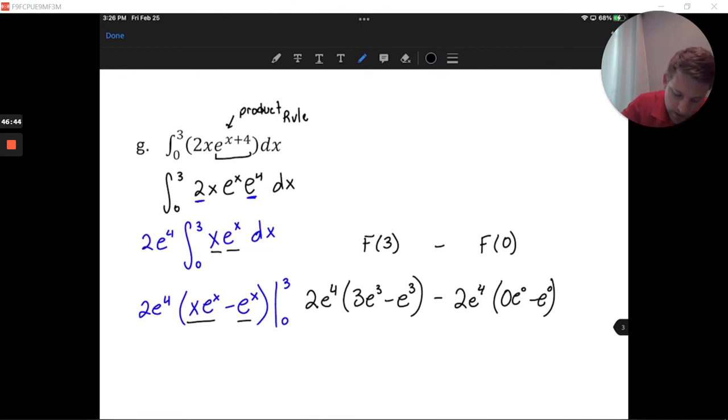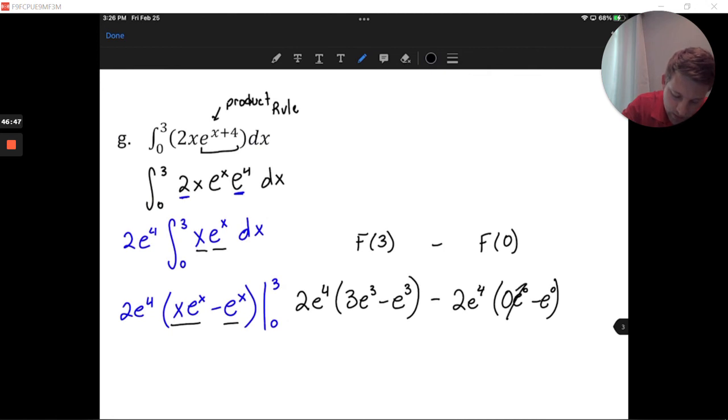So looking at the parentheses here, this component goes to 0, and then minus e to the 0 is 1. So this whole second bit will just have a constant negative 1. So let's go ahead and maybe rewrite this a little cleaner.